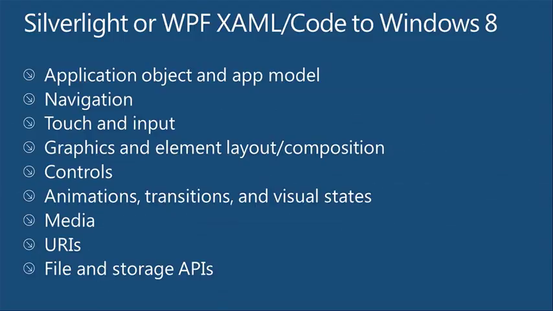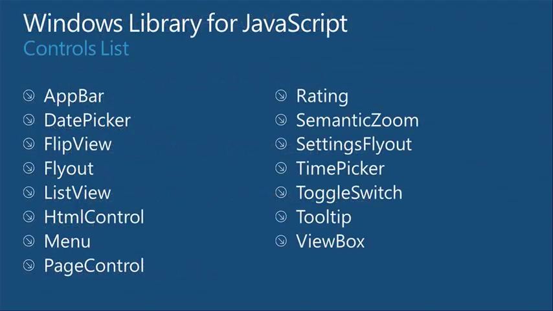Some other things look a little bit different as well as feel a little bit the same. Animations, transitions, and visual states, those are largely the same. Media is handled somewhat differently. The DRM capabilities of media within Windows 8 are a little bit different than Silverlight and WPF. XAML URIs are handled differently. There's no support for relative URIs. And then file and storage APIs rely on the await and asynchronous capabilities of Windows 8 for doing file access. So those are some subtle differences you'll see as you port your controls over to Windows 8.